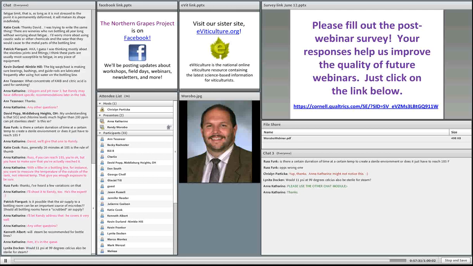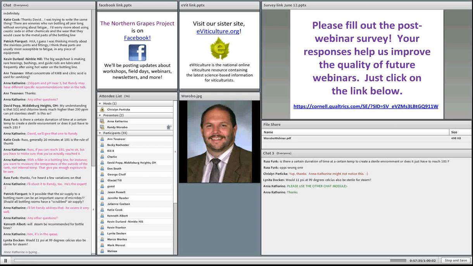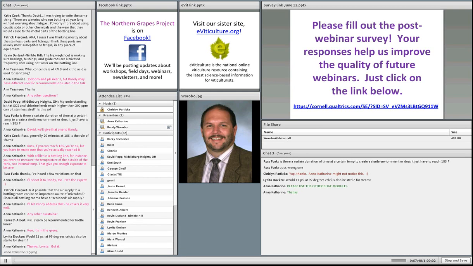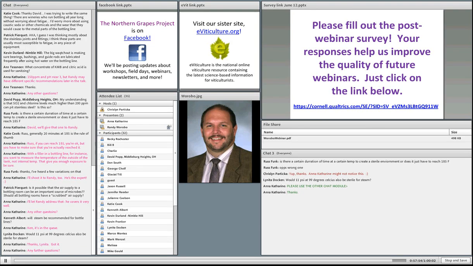Next question: is steam recommended for bottling lines? You can use hot water or steam for bottling lines. The added benefit of steam is that it has better penetration because the gas goes places where the hot water can't. So it is very commonly used in bottling lines. I would say hot water is more commonly used, but they're relying on the equipment actually coming up to 185 degrees.